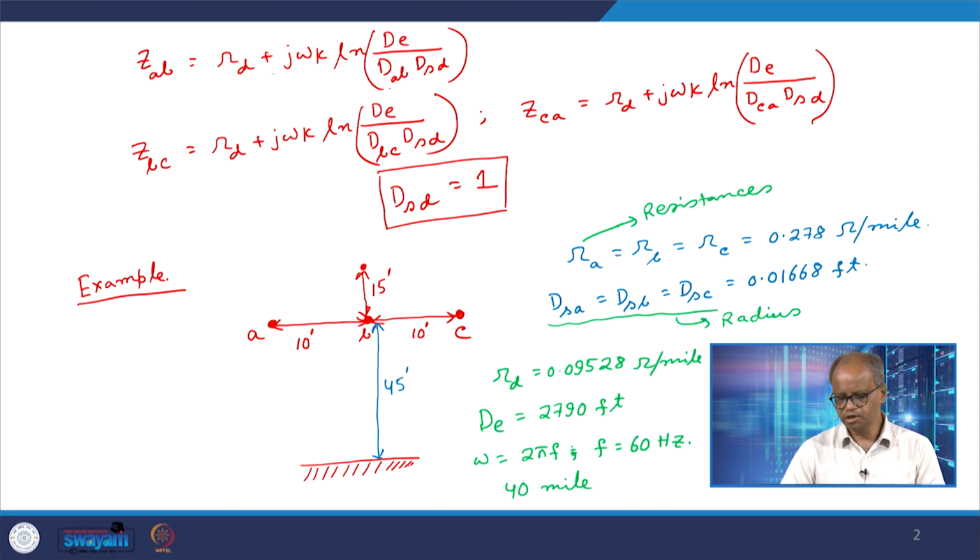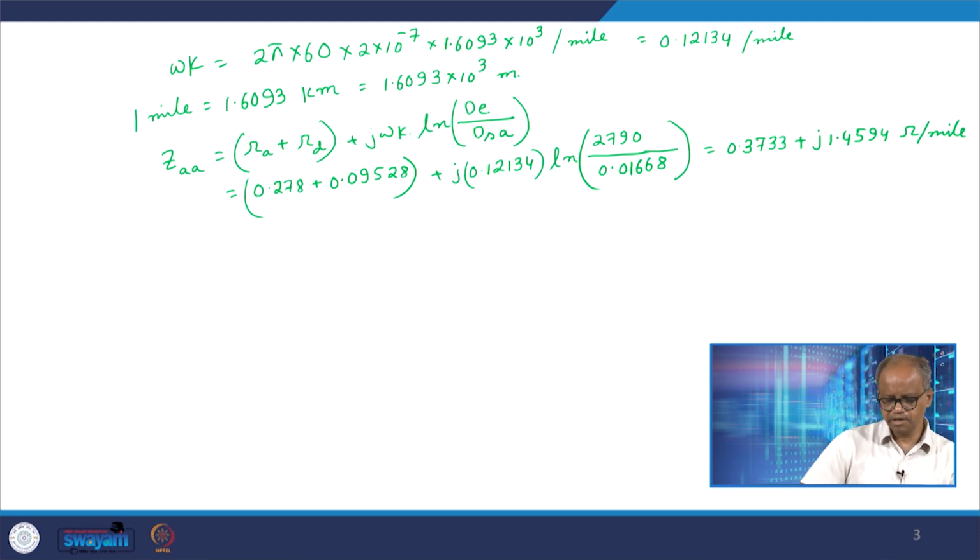Now, because the data is that the resistances of phase B as well as phase C are the same as that of phase A, and also the radii of phase B and phase C are the same as that of phase A, our ZBB and ZCC would also be equal to the same value: 0.3733 plus j 1.4594 ohm per mile.